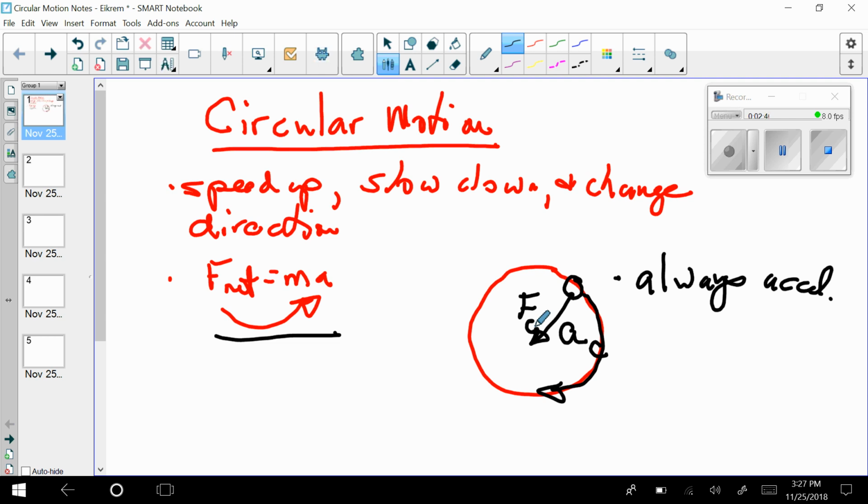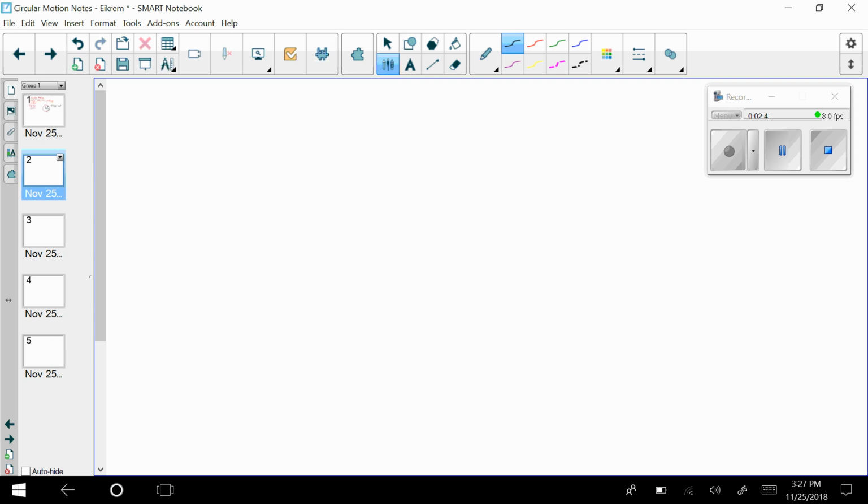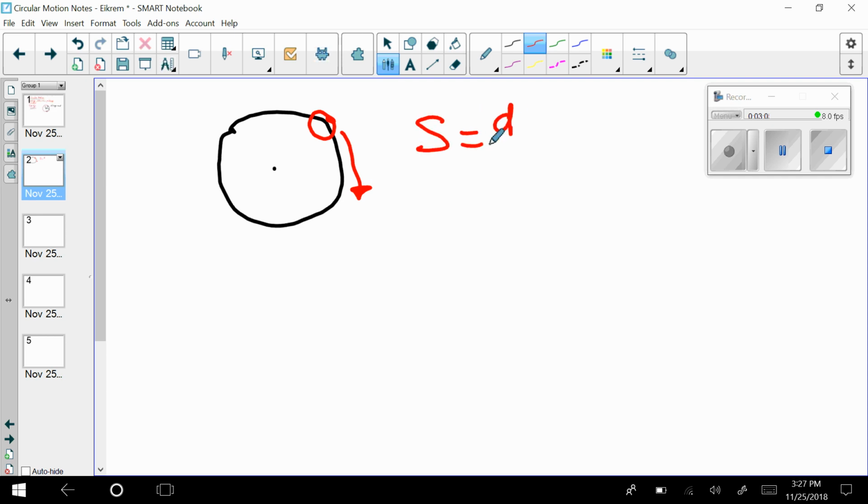So first off, if you have an object traveling in circular motion, and we're going to have the object out here. This is going to be this red thing, and it's moving around the circle like this. Okay? Turns out the speed of that object, s, is equal to the distance divided by the time.